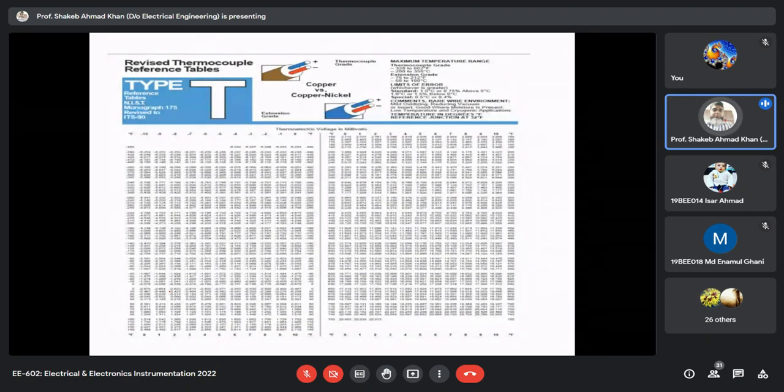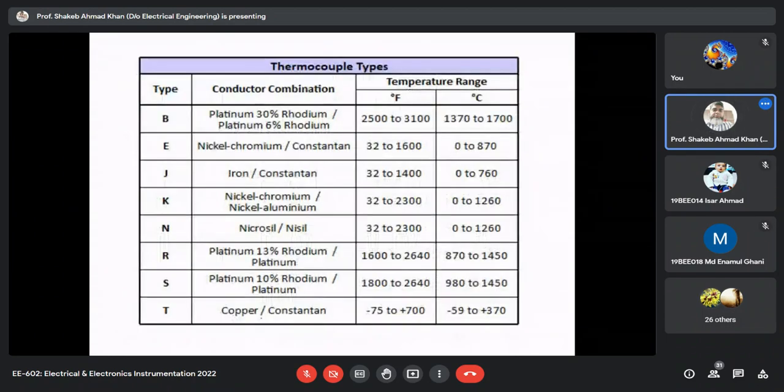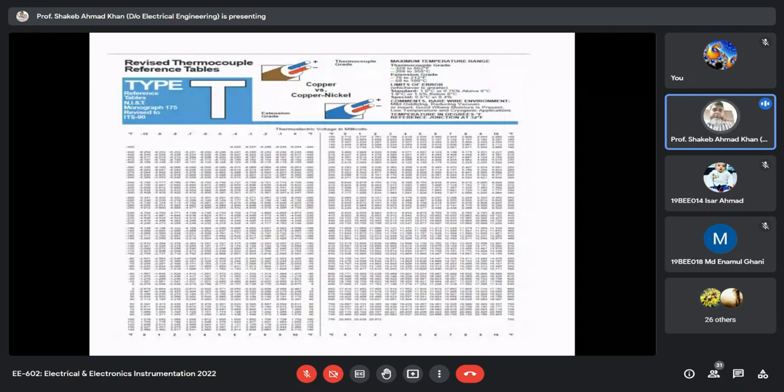Like this. I downloaded it from the internet. You see, this is the thermocouple calibration table for type T thermocouple, copper constantan. Constantan is basically an alloy of copper and nickel.